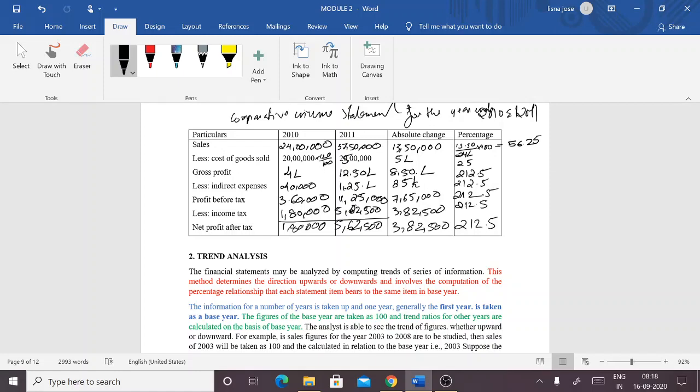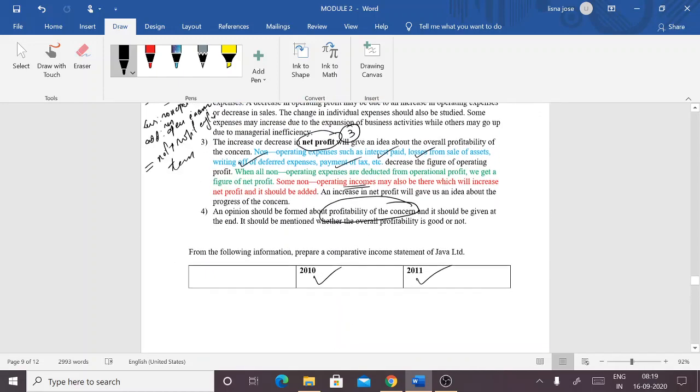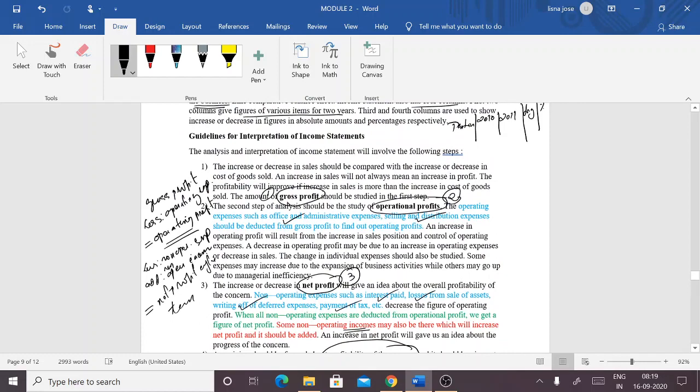You need to interpret the result. So you can compare the result of gross profit. Here there is no mention of the operating profit because operating expense is not given, so you don't need to compare that. Then after that you need to compare the net profit after tax. So this amount you need to calculate and interpret. But overall, you can carry out the analysis based on the given hints.